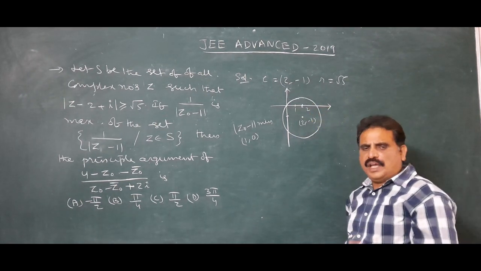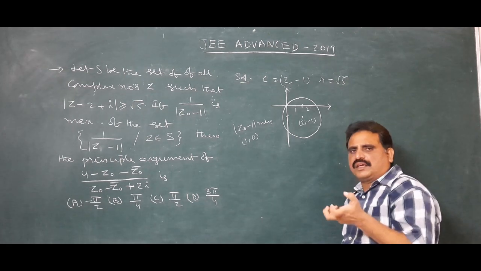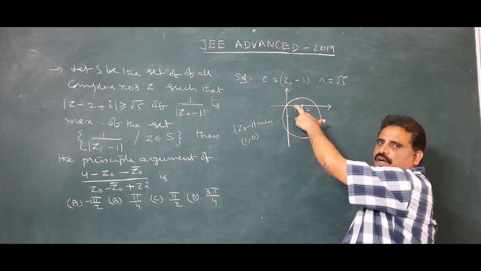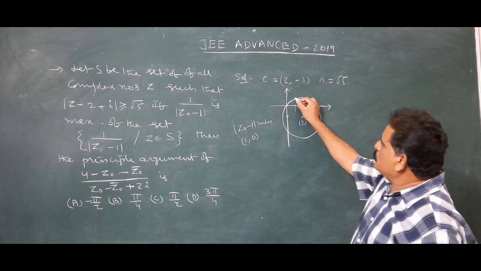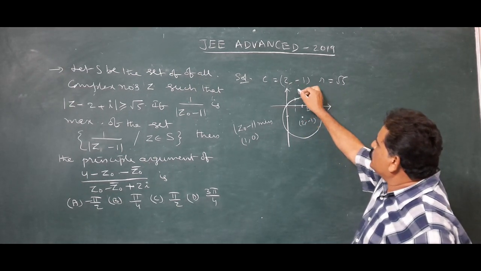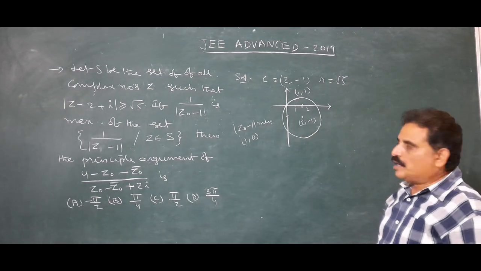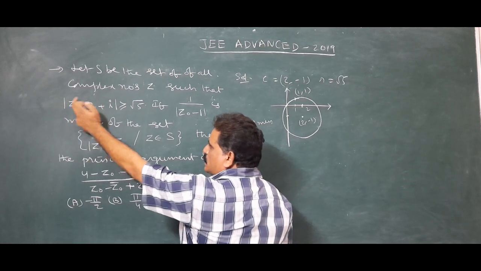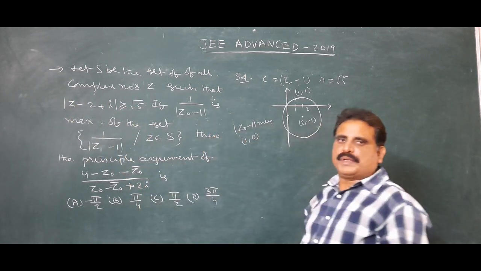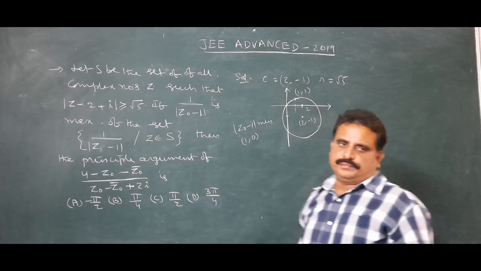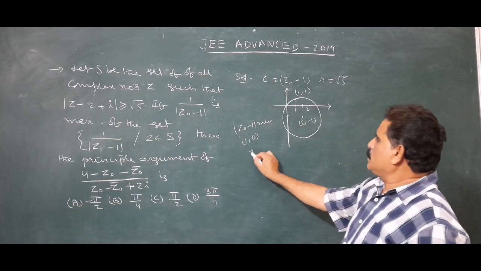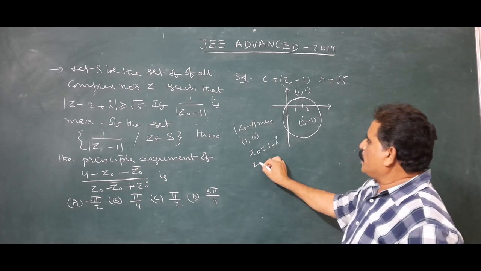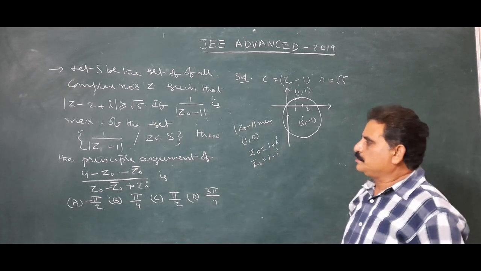Now we have to find a point on the circle which is nearest to this point. Definitely that is this point 1 comma 1, that is Z0. 1 satisfies. Let us check that: 1 plus i satisfies that. Minus 1 plus 2i, modulus is root 5. So Z0 is 1, 1. 1, 1 means 1 plus i. Z0 bar is 1 minus i.